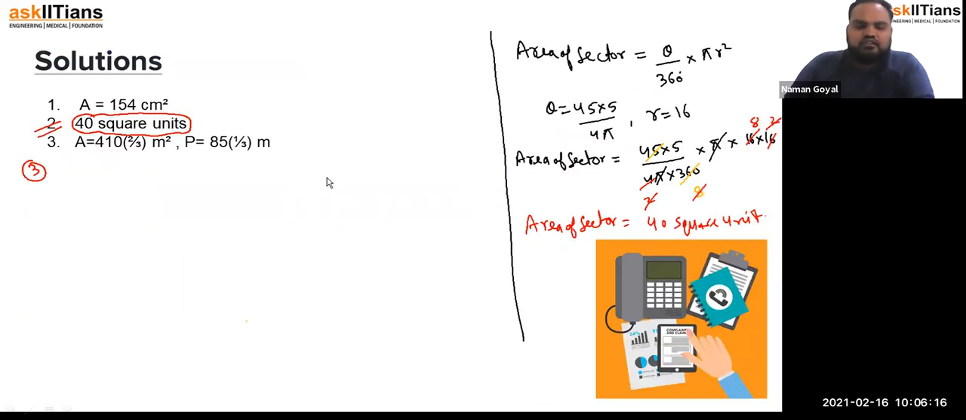So basically, in this question, r is 28 meter and the central angle is 60 degrees.